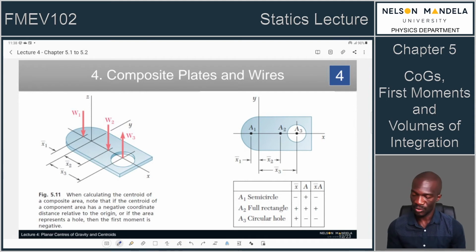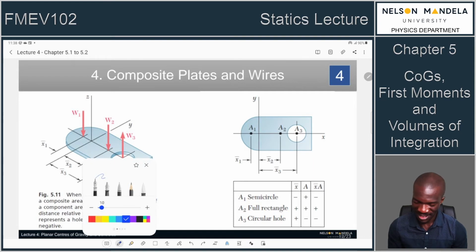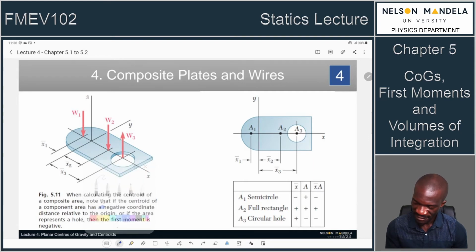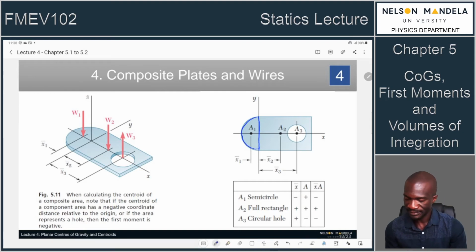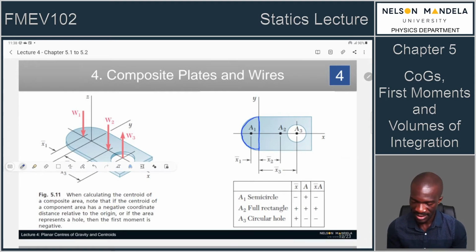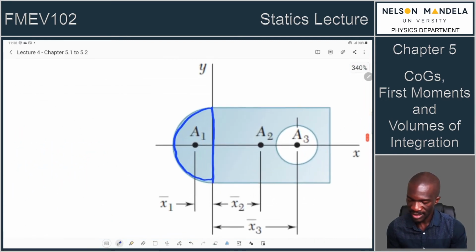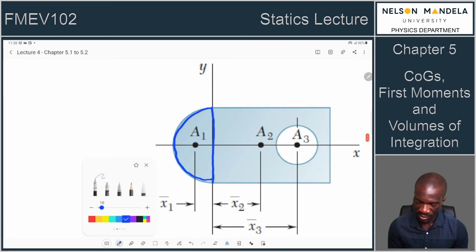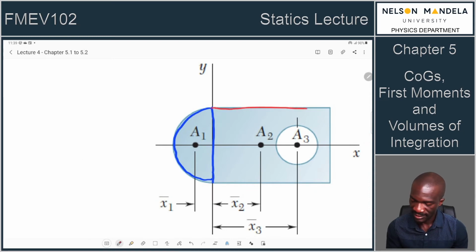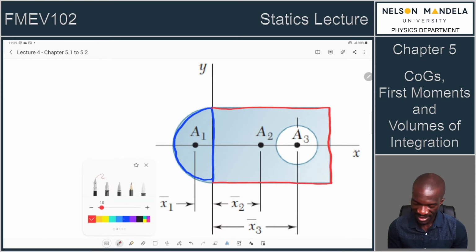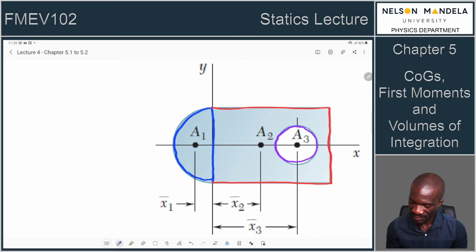So let's look at this shape. This shape has three sub-shapes. We have a semicircle. Right, so let's just try and make this a little bit larger. So we've got a semicircle. Then we also have a rectangle, then a square, and then also a circle.